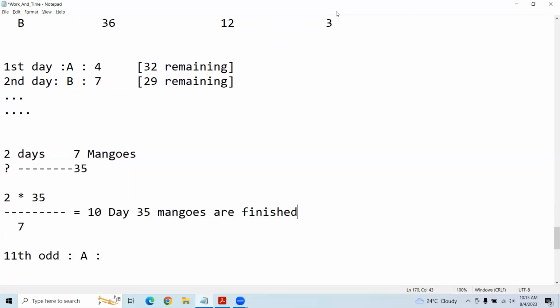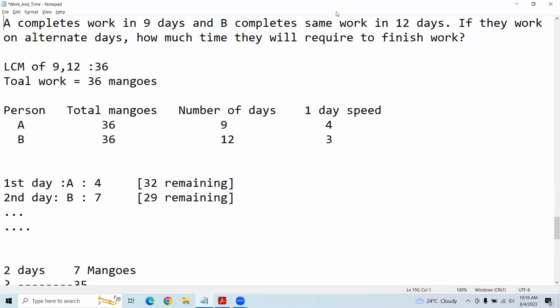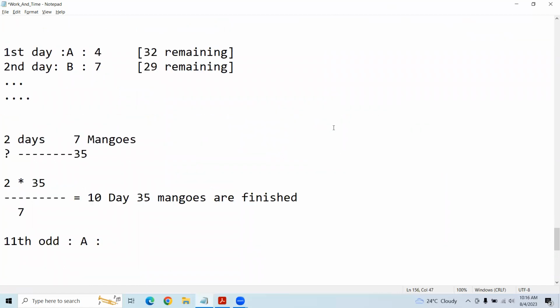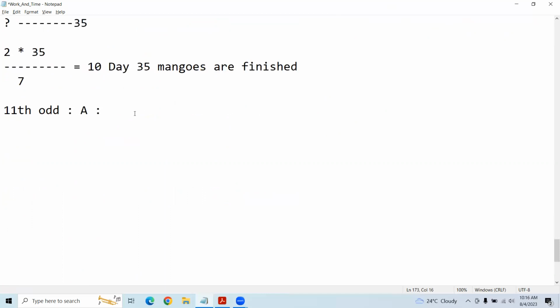How many mangoes are remaining? 1 mango is remaining. And what is A's speed? A's speed is 4 mangoes. So in 1 day, he can eat 4 mangoes, but only 1 mango is remaining. So he doesn't need to wait for the complete day. He can just finish that 1 mango in 1 by 4. So our total time required to complete the work is 10, 1 by 4.